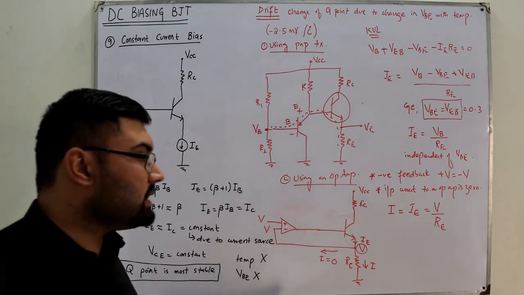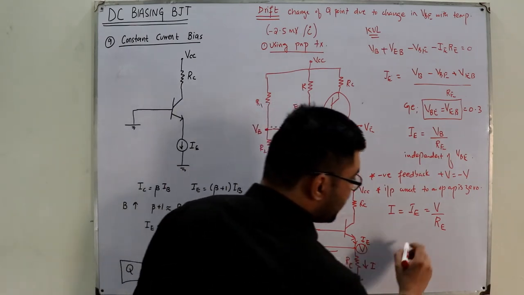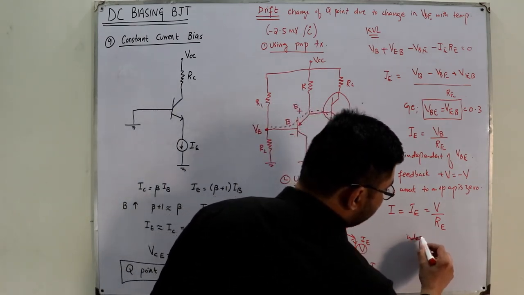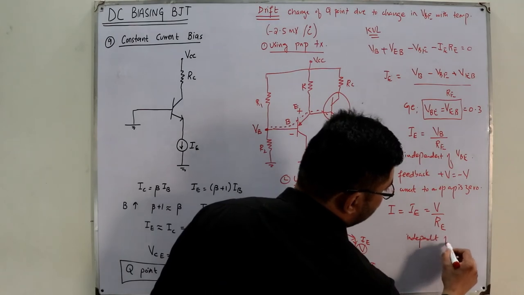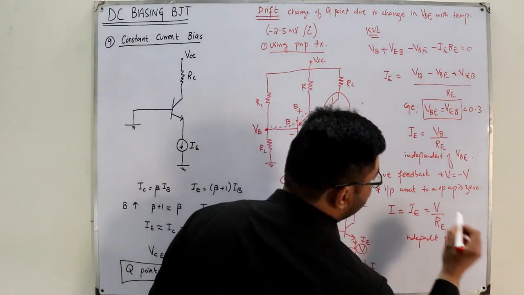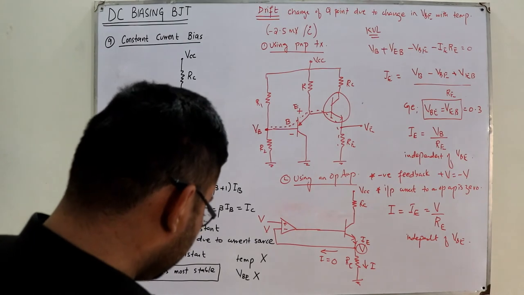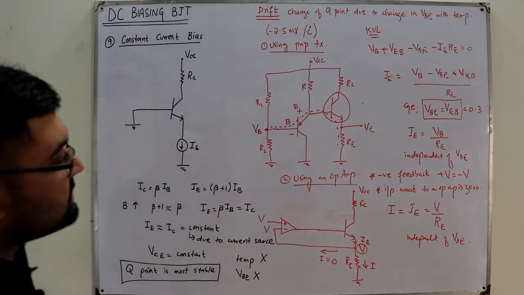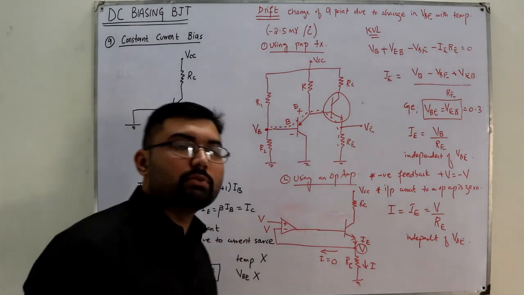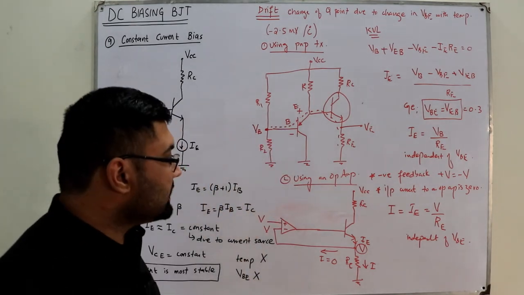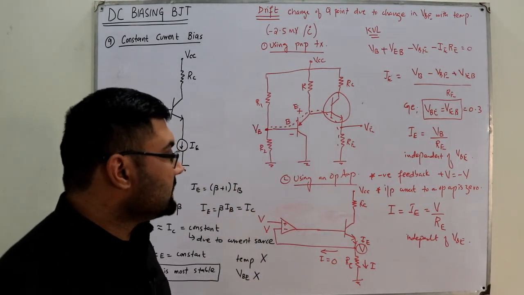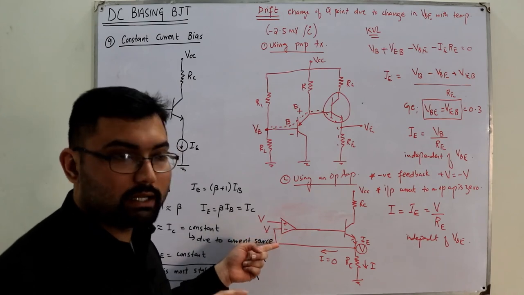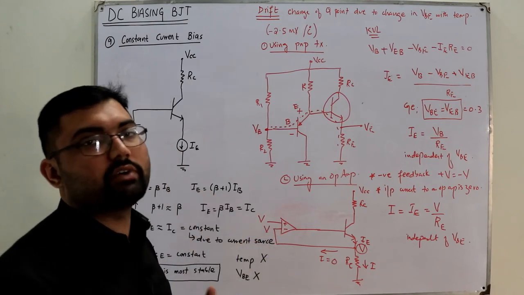Is this not independent of VBE again? This is again independent of VBE, and I believe that is it. So I finished this over here. Operational amplifiers we'll see in greater detail, but just remember that one is an inverting terminal, the minus, which gives you a phase shift of 180 degrees.